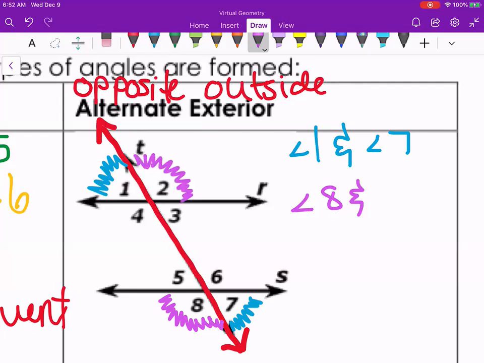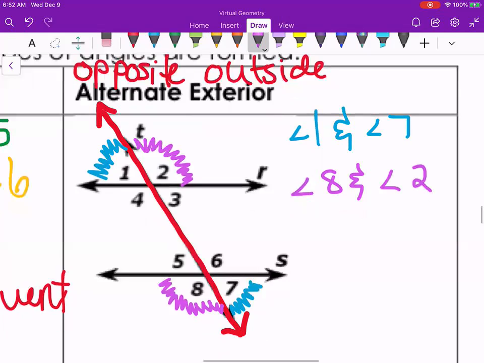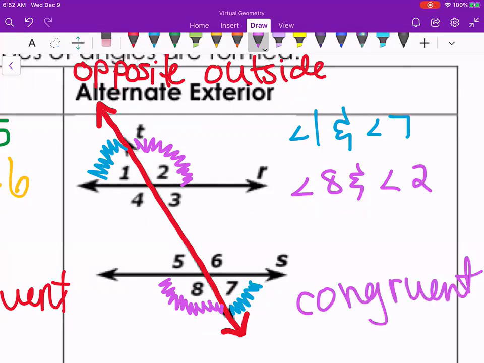So angles 8 and 2. And like its alternate interior cousin over there, these are also congruent. So if I know one, I know the other. If I know angle 2 is 100, so is angle 8.